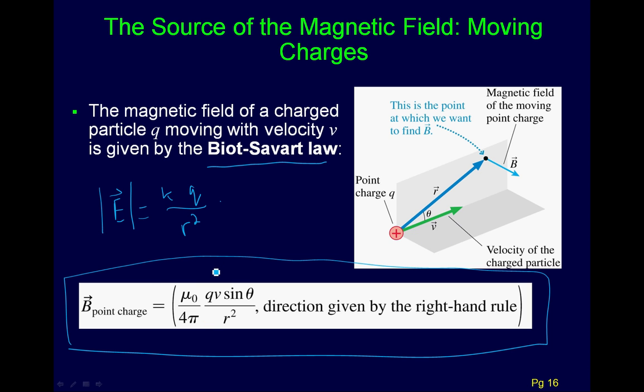One thing is that the magnetic field depends on velocity. So only a moving charge will make a magnetic field. It also, on the bottom, depends on r squared, similarly to the way that electricity does. And so we use this to figure out the actual size of the magnetic field.